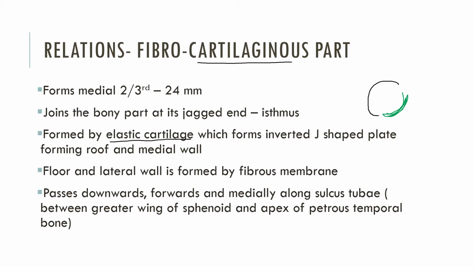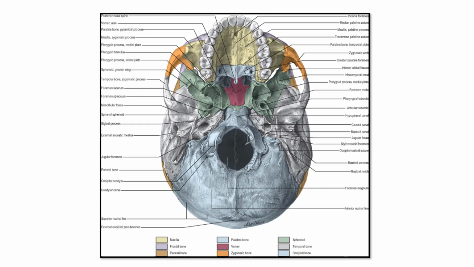So green colored floor and lateral wall is formed by fibrous membrane. It passes downwards, forwards, medially along the sulcus tubi, which I showed you in the base of the skull, between greater wing of sphenoid and apex of petrous temporal bone. So this is apex of the petrous temporal bone here, and this green colored is the greater wing of sphenoid, and between this here is the sulcus tubi.